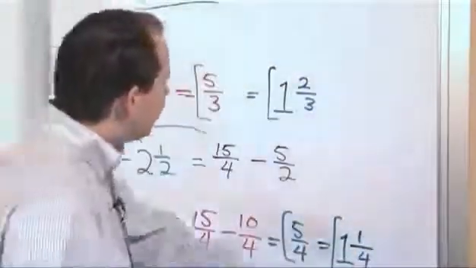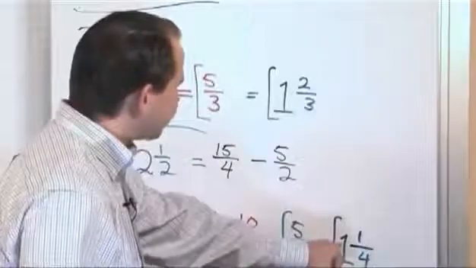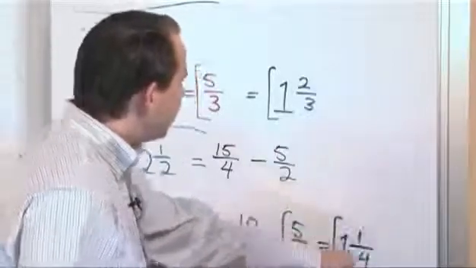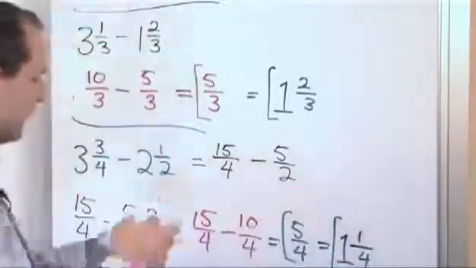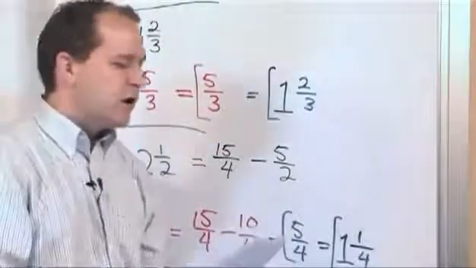If you're unsure if that's right, just check it. 1 times 4 is 4, plus 1 gives me 5 over 4. So it does check out. It gives me the right answer. So we have concluded this section.